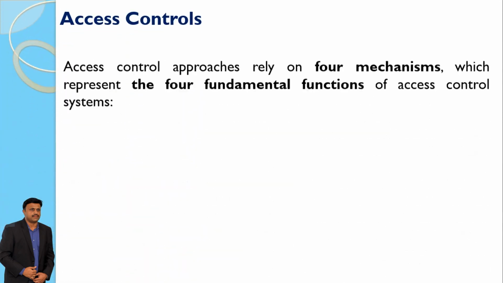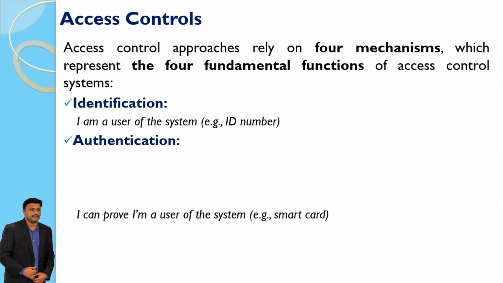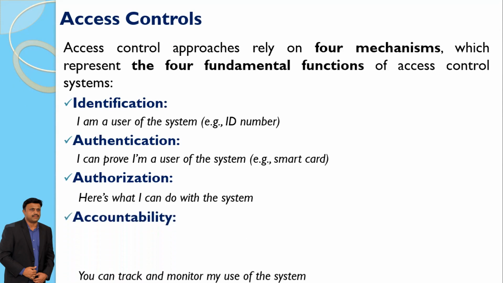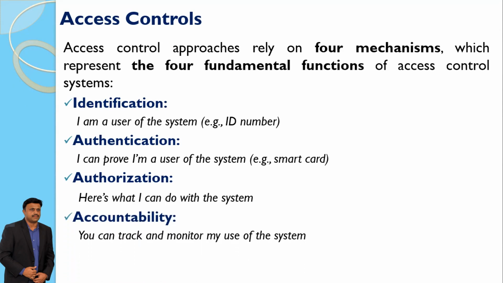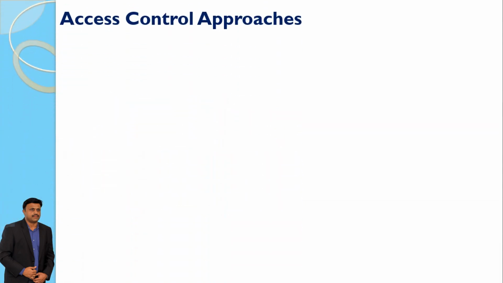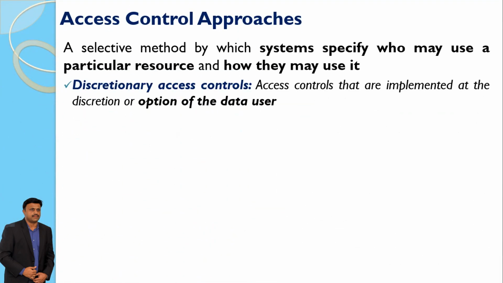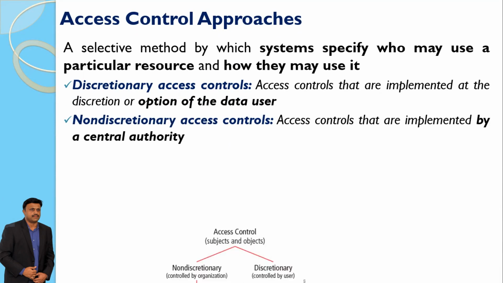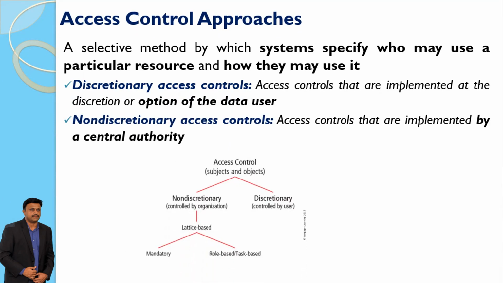Access control systems rely on four key mechanisms: identification, authentication, authorization, and accountability. Each plays a vital role in ensuring secure access to systems. Access control approaches can be discretionary, where the data user has control, or non-discretionary, controlled by a central authority. These methods specify who may use a resource and how.